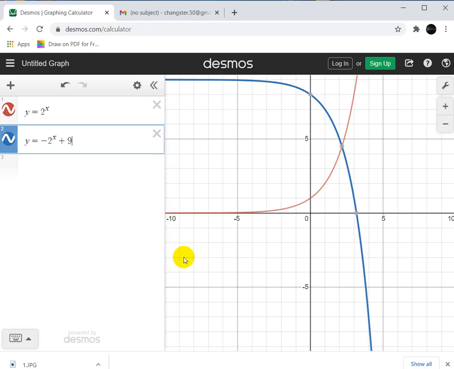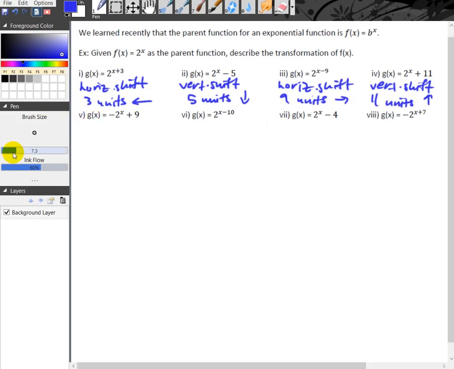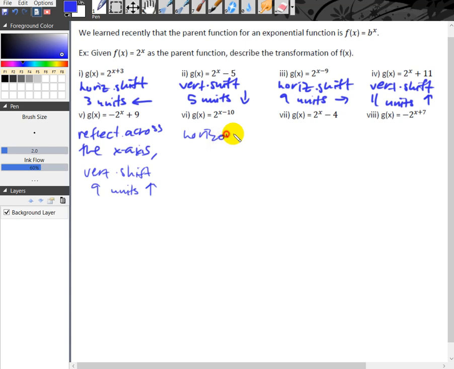If I write some of the things that we have here, this is going to be a reflection across the x-axis, and then a vertical shift, 9 units up. This one looks like this one, so this is just a horizontal shift, 10 units to the right.